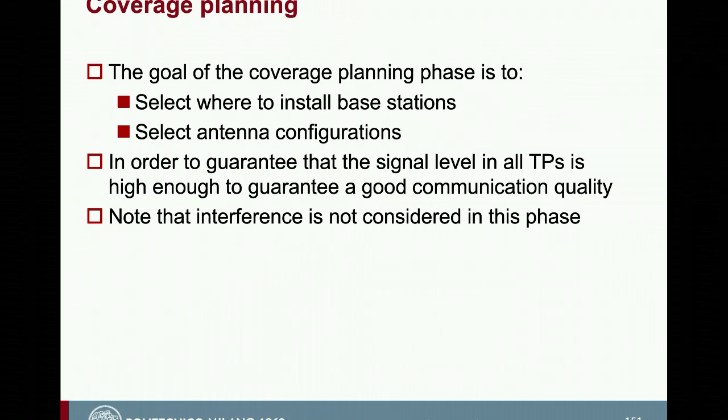So the goal of the coverage planning phase is to select where to install base stations and to select the antenna configurations in order to guarantee that the signal level in all test points is high enough to guarantee a good communication quality. Note that interference is not considered in this phase, and also capacity is not considered in this phase. Later on, we will try to extend also the models so that we can incorporate at least partially the interference and also the capacity.